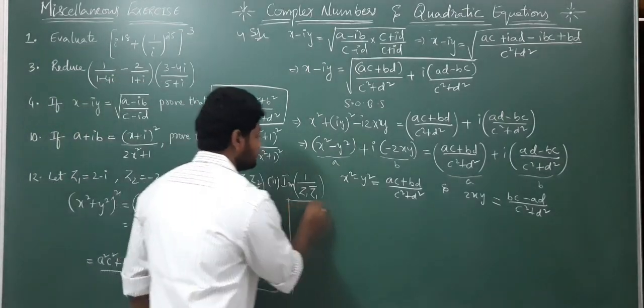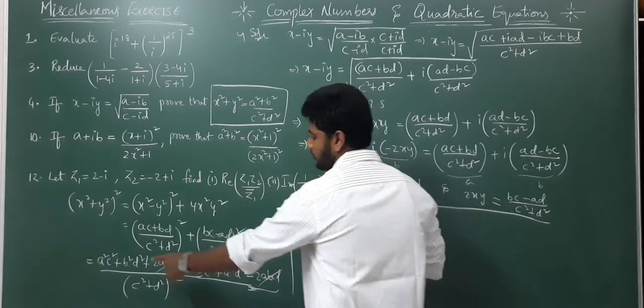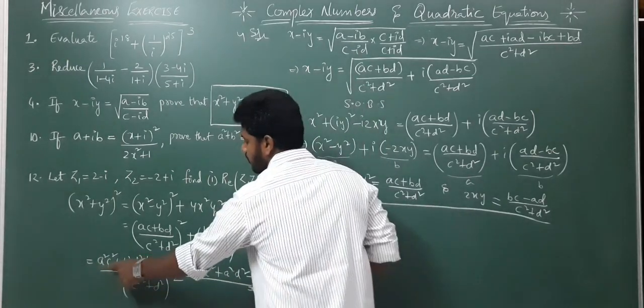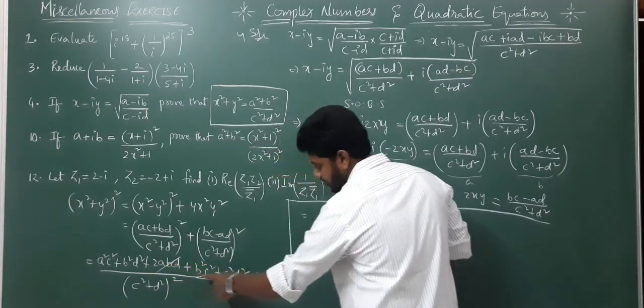Now from that, if I take A square common from the numerator, what will it be? Here it will have C square, and again where A square is here.